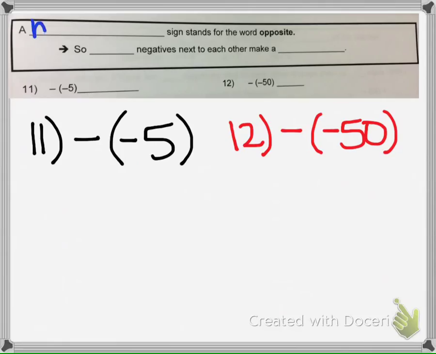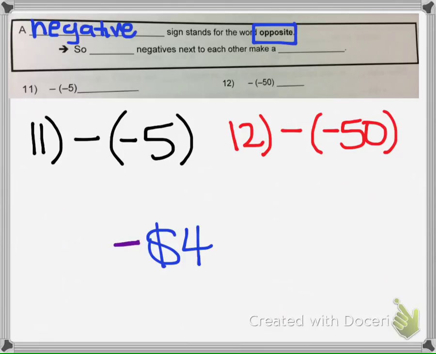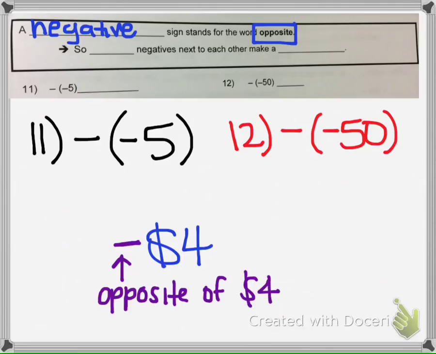When we see a negative symbol, it stands for the word opposite. So think about it. If I had $4 to show someone I don't, that's what this means. A negative symbol means I have the opposite of $4. So in math, when we see two negatives next to each other, they negate each other and make a positive.